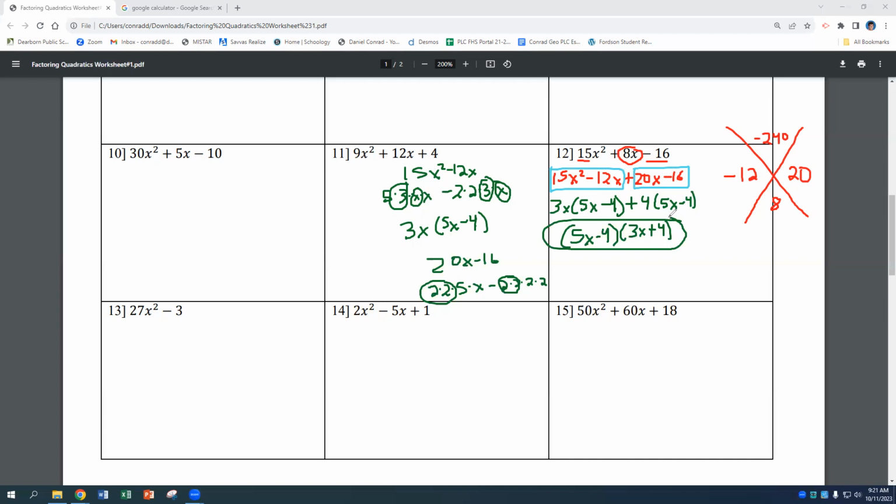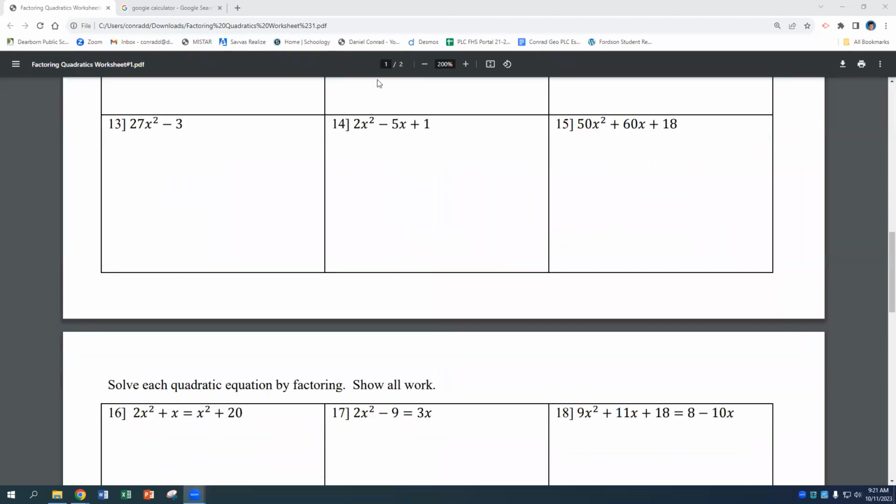All right, let's do one more for factoring. Okay, so what I notice here is they're all even. So that means I can divide everything by 2. So first thing I'm going to do is factor out a 2. If I factor out a 2, I'm going to get 25x squared plus 30x plus 9. That's going to help me because it's going to give me some smaller numbers to work with.